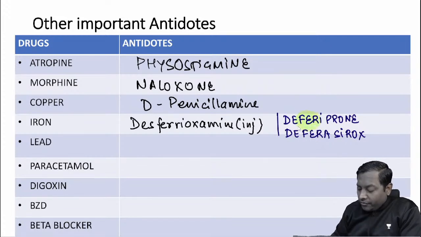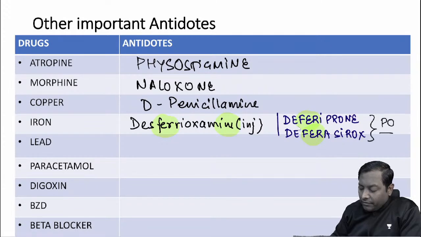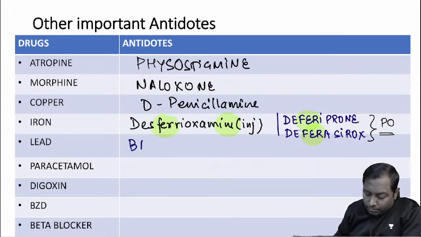Deferriprone, deferasirox, these are for iron. Which is the injectable one? Desferrioxamine is the injectable one. Deferriprone, deferasirox, these are given by the oral route. These are the orally available ones. Lead poisoning mein what can you use? Lead poisoning mein we can use BAL, we can also use EDTA.